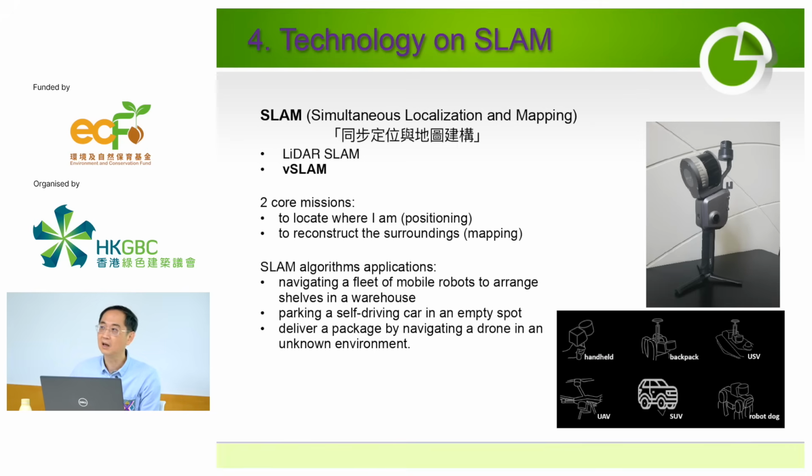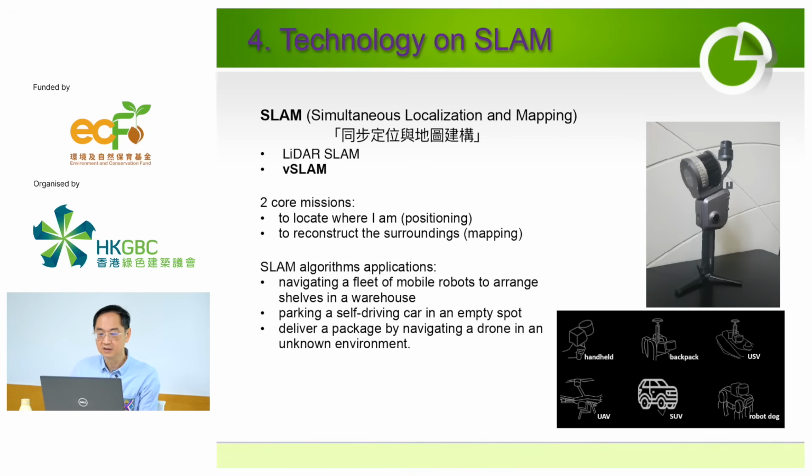For example, the Boston Dynamics dog, the AI dog, needs to know where it is, so that kind of technology uses SLAM technology. The second one is to reconstruct the surroundings, the mapping. Not only to see, but also to have the surrounding mapping. So the SLAM algorithm application helps us navigate a fleet of mobile robots to arrange shelves and products in warehouses, or to help the car do self-driving parking, or to deliver a package by navigating a drone in an unknown environment.